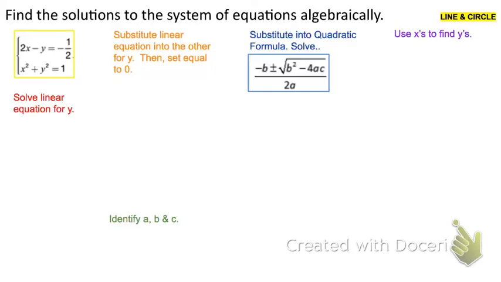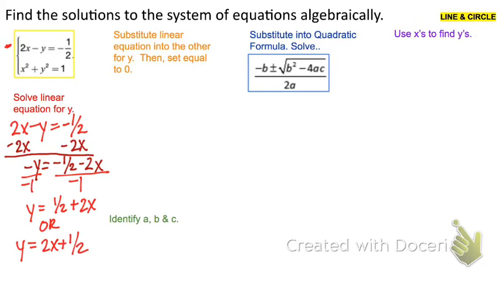Here we're asked to find the solutions to a system of equations algebraically, and we're given an equation of a line and a circle. The first step is to take that linear equation and solve it for y. So you just write it down, and we're going to go through the steps to solve this for y.